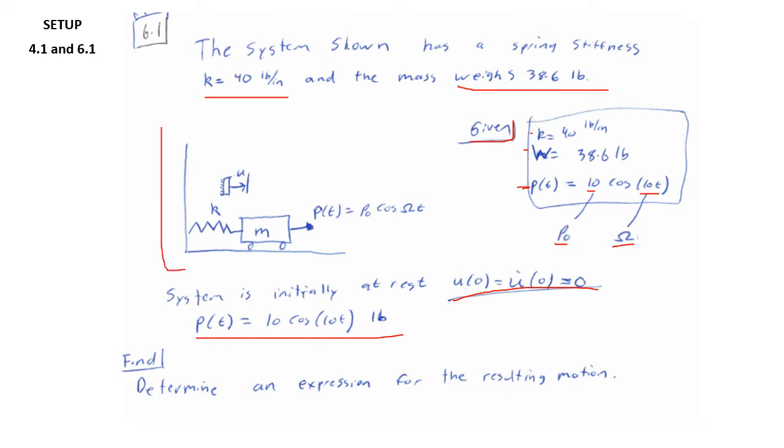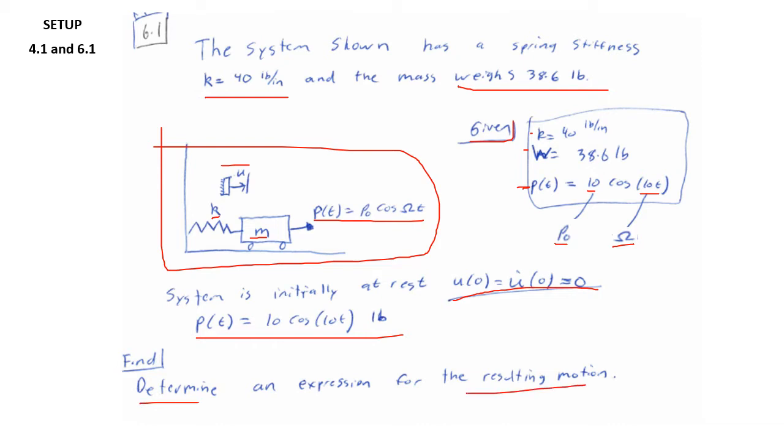Here's our given diagram right here. So we can see here's our mass m on a cart with wheels, our p of t over here, the external force, our displacement u, and our spring constant k. Again, we're determining an expression for the resulting motion in 4.1.